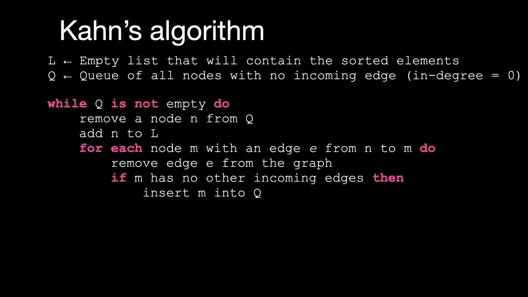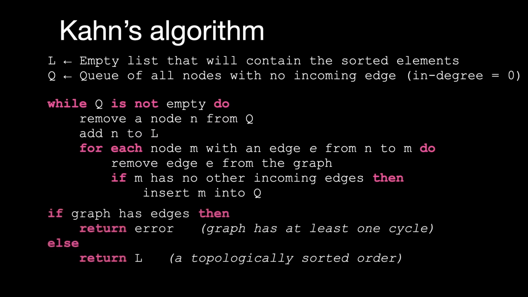Then we will traverse each node m that has an edge from n to m, or simply the outgoing neighbor of this n. We remove edge e from this graph, which also decreases the indegree of m. If m has no longer incoming edges, or the indegree value of m is 0, we insert it into Q and repeat this while loop. After we finish this while loop, if this graph still has edges, it means the graph has at least one cycle. We will return error. Otherwise, we will return L, which contains a topologically sorted order.